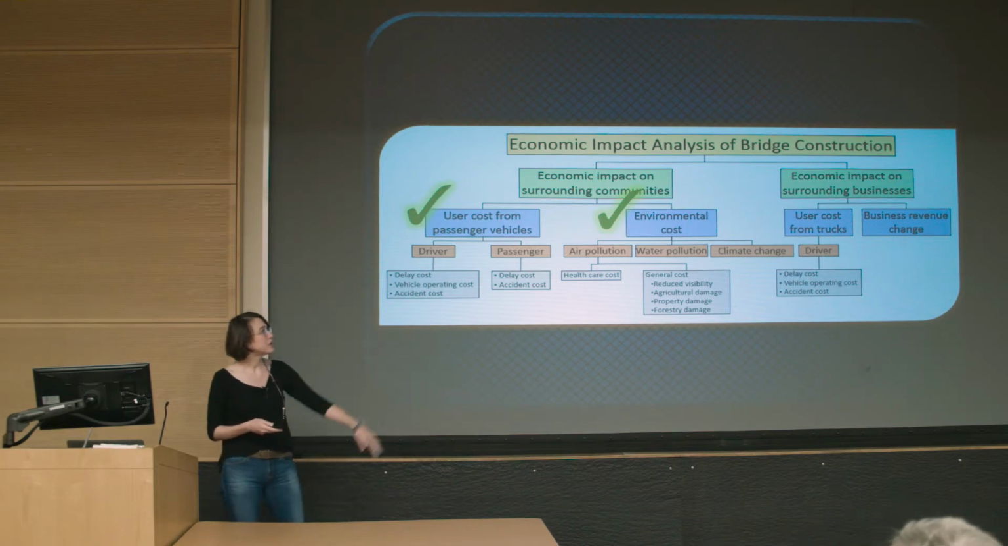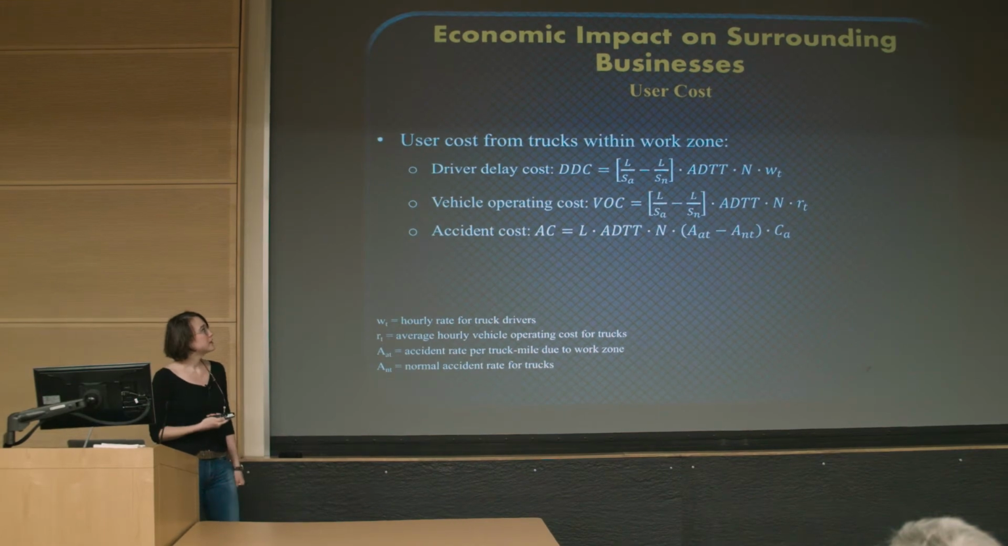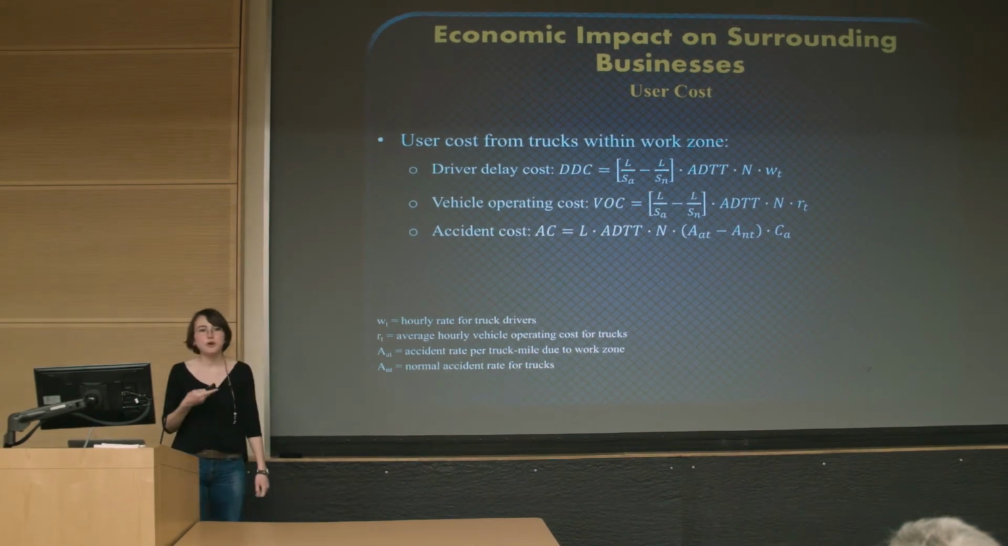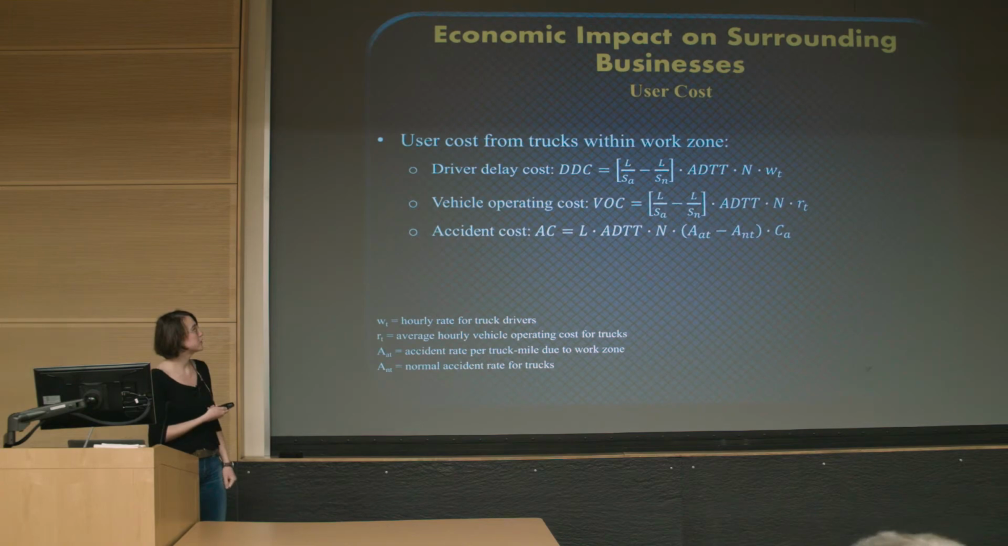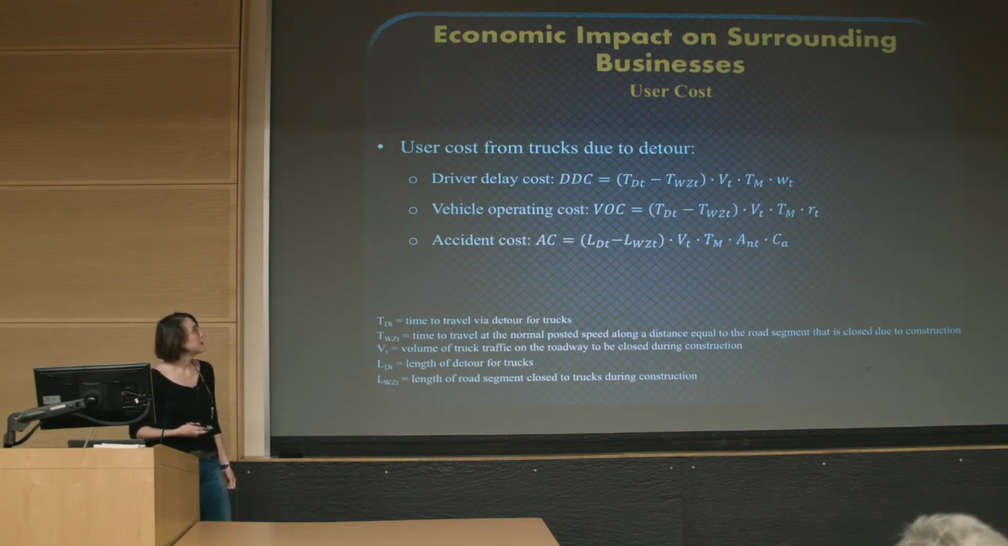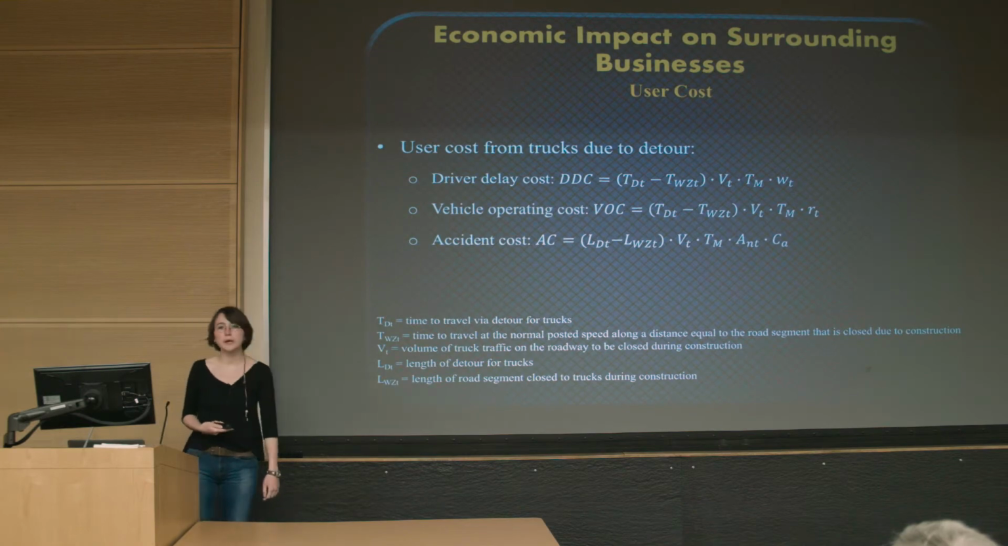Now I'm going to step into the economic impact on surrounding businesses part. So this is again the user cost, but from trucks now. So we don't have the passenger. Here we only have the driver delay cost, vehicle operating cost, and accident cost for businesses. And then this is for detour. The previous one was for work zone.